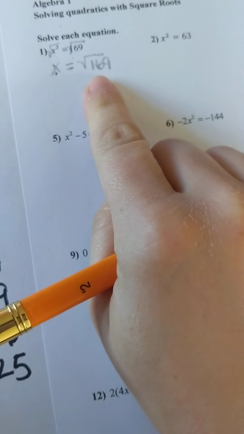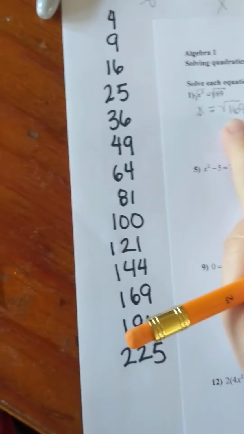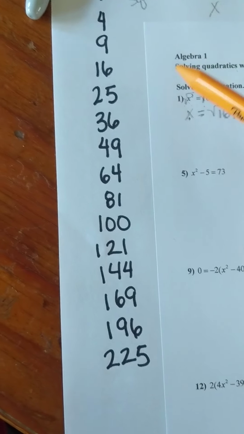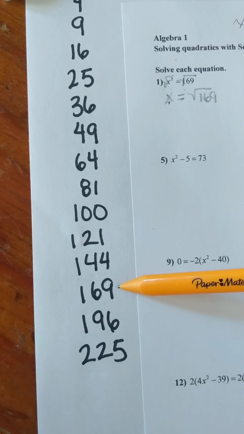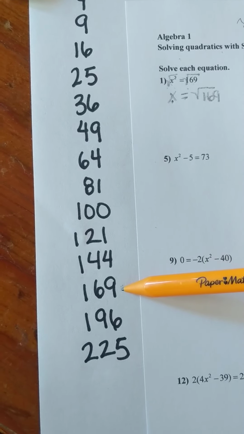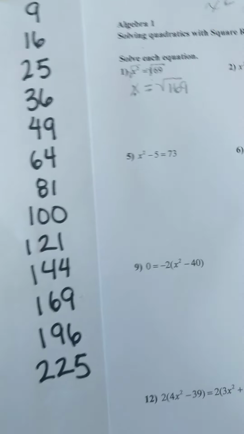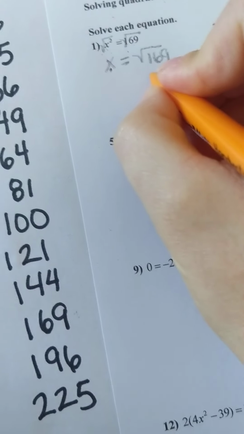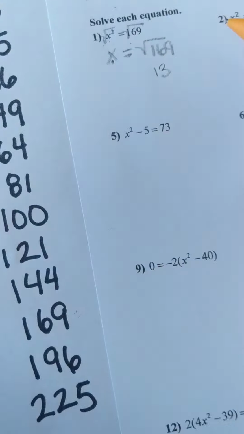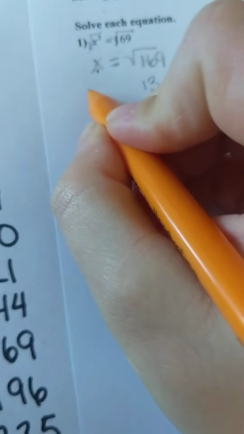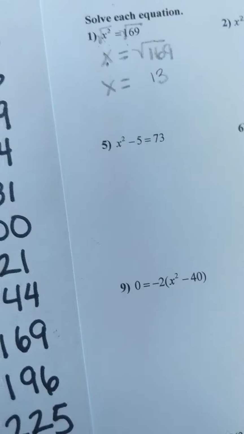Now what is the square root of 169? Well, let's see if it appears on our list. Is this a perfect square, 169? It absolutely is. And what number times itself gives us 169? The square root of 169 is 13. Awesome. So now x equals 13.